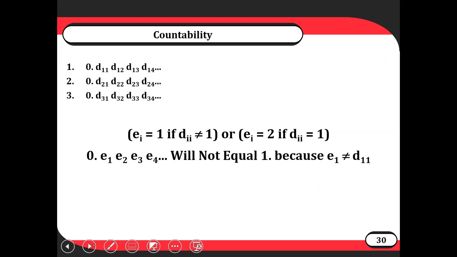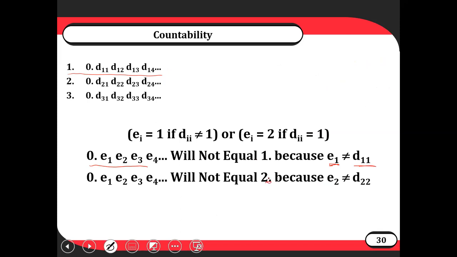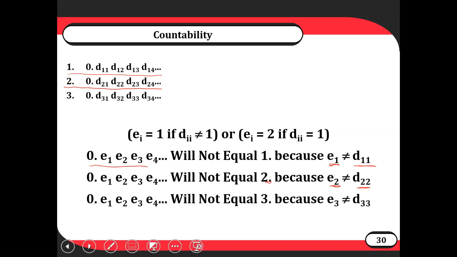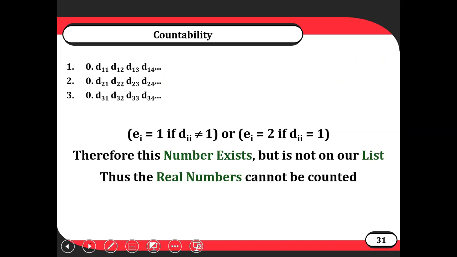All right. So this number will not be equal to this number because E1 is not equal to D11. It will not equal the second number here because E2 is not equal to D22, and so on and so forth. So that's sort of the proof that this number does exist. It's a real number, which means it can have an infinite number of digits. It's irrational, but it is not on our list. So the real numbers cannot be counted. Okay, so does that make sense? Are there any questions?